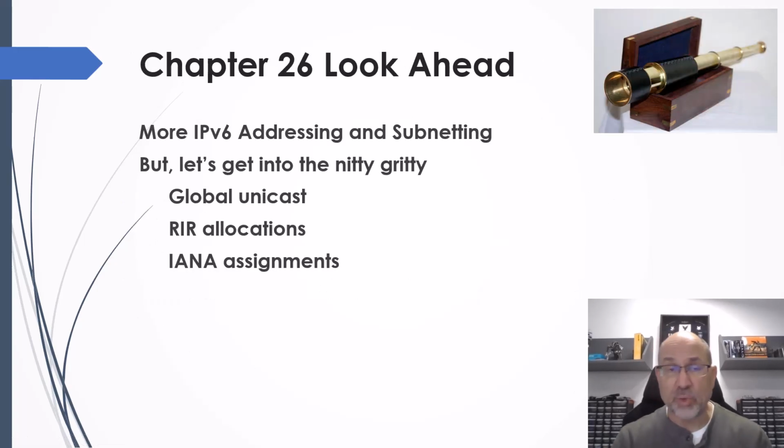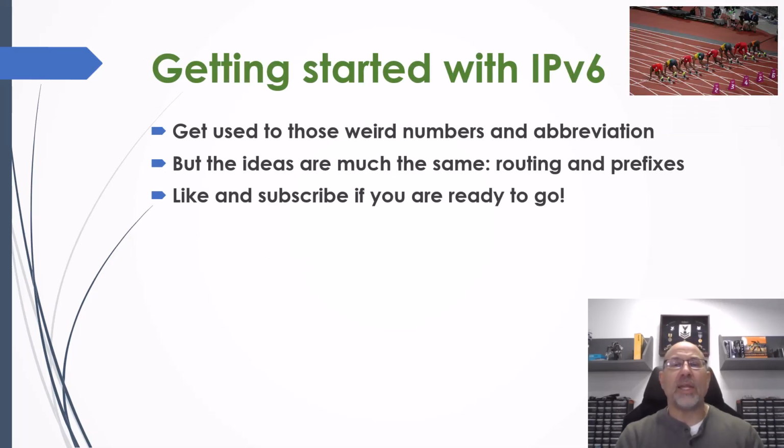All right, chapter 26, we're going to continue with IPv6 stuff. Each one of these chapters is getting kind of small, because each one of them tackles an aspect of IPv6. In chapter 26, we're going to look at the global unicast in particular, and then some of the regional internet registry allocations and the IANA, the Internet Assigned Numbers Authority assignments that we see there. So we're going to be looking at a particular kind of address and how we would communicate with the rest of the world.